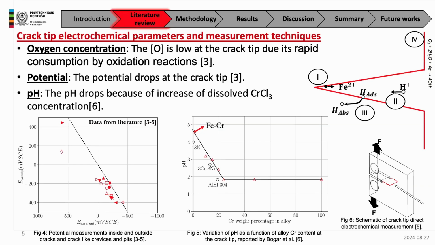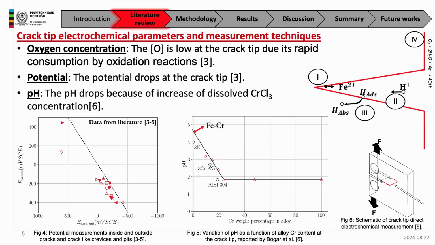And it has been reported in the literature that as we increase the chromium content in the alloy, the pH drop increases, and the most dramatic one is 1.8 that has been dropped. So based on this, we can see that locally in a tiny crack, we normally have different electrochemical parameters compared to the bulk solution.